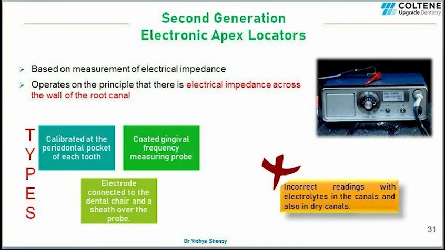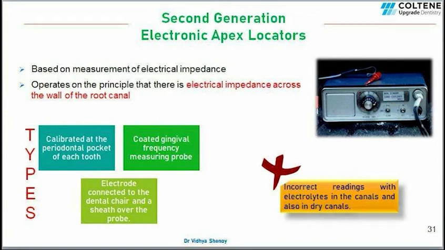Second generation apex locators were based on measurement of electrical impedance. Impedance is the measurement of opposition to alternating current. So these apex locators were based on the principle that there is electrical impedance across the walls of the root canal. This impedance was greater apically than coronally, and at the cemento-dentinal junction, it dropped dramatically. So this property was used to measure working length using these apex locators.